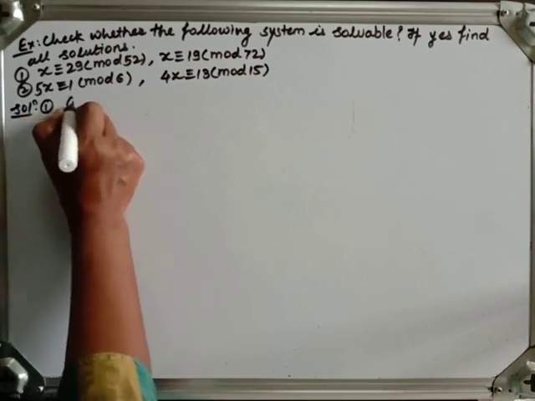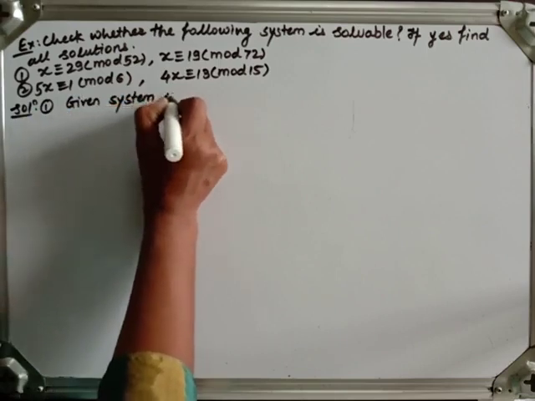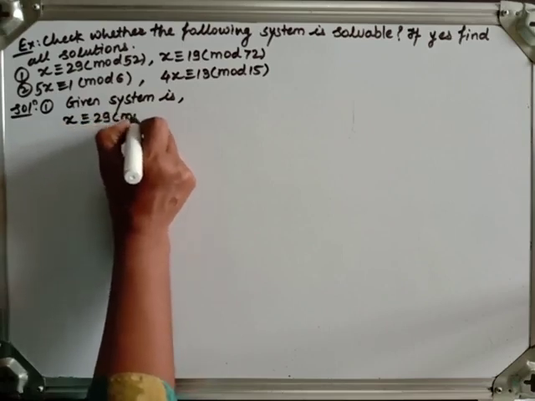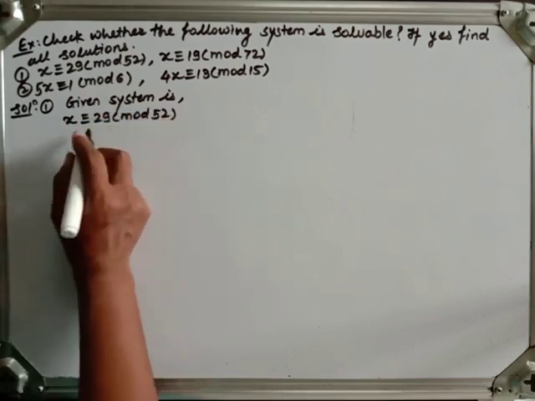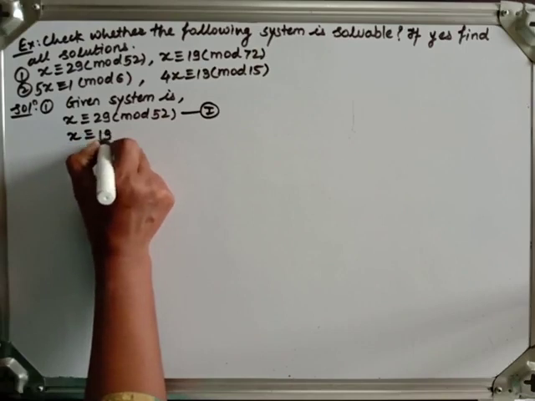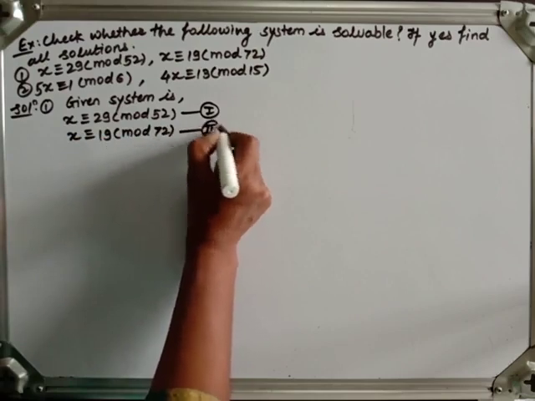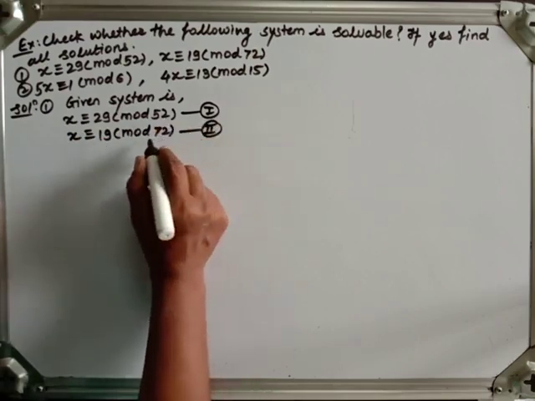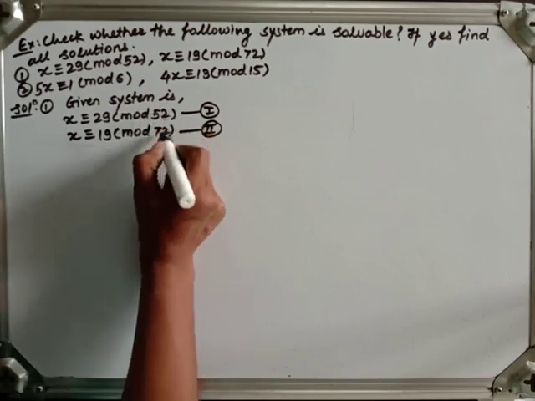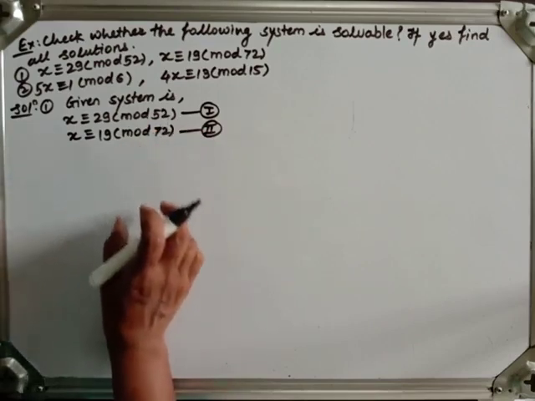First one, given system is x congruent to 29 modulo 52, call it equation number 1, and x congruent to 19 modulo 72. Now here we cannot apply the Chinese remainder theorem directly, so we cannot say whether it is solvable or not. Why? As 52 and 72 are not relatively prime to each other. So let's convert this system into a new system.